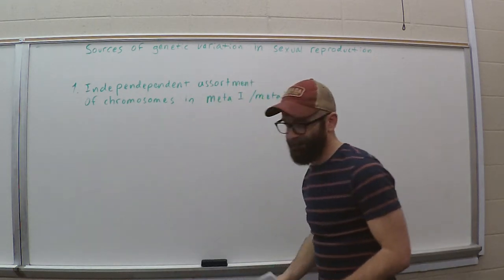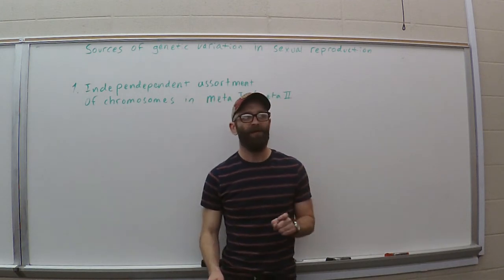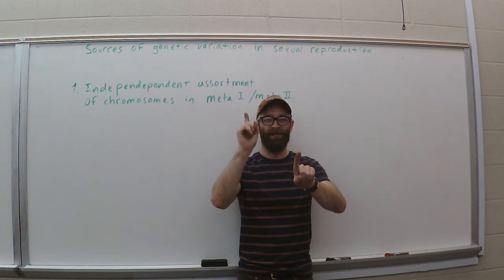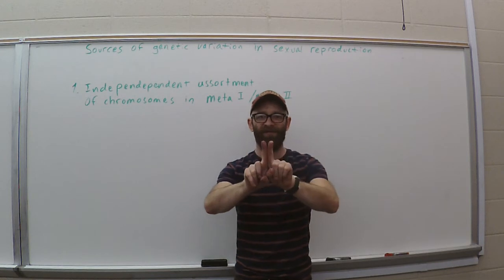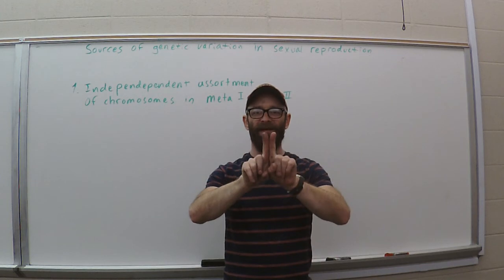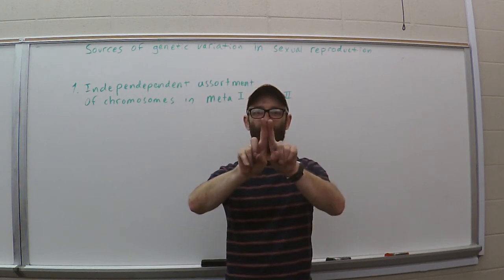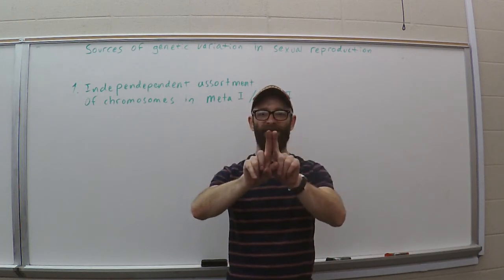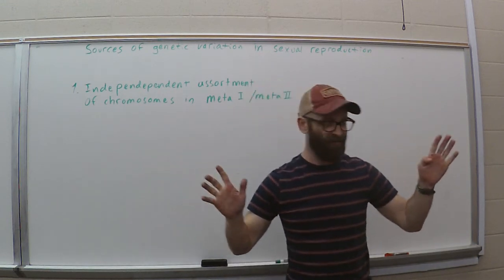Here's what I mean by that. Let's say there's a metaphase 2, right? So you have two sister chromatids, and they'll line up in the center of the cell during metaphase 2. They could line up like this, or they could line up like this. It's totally random. So which chromatid goes to which daughter cell is completely random.